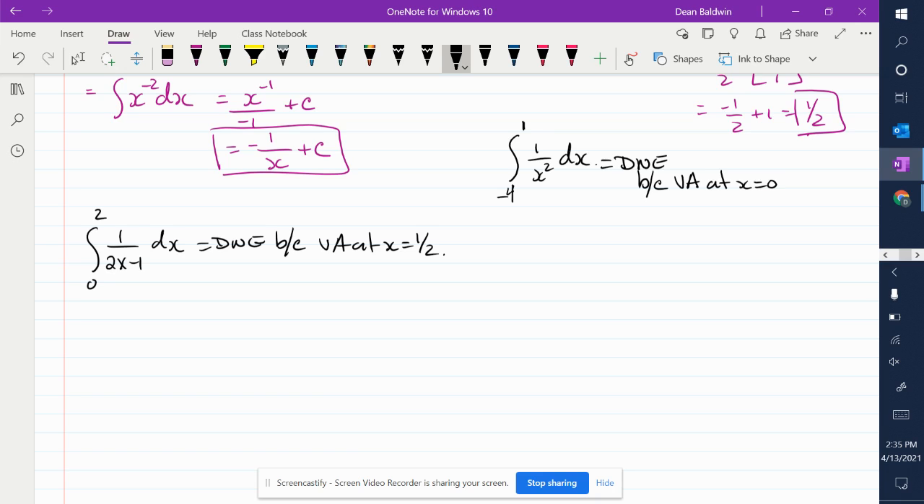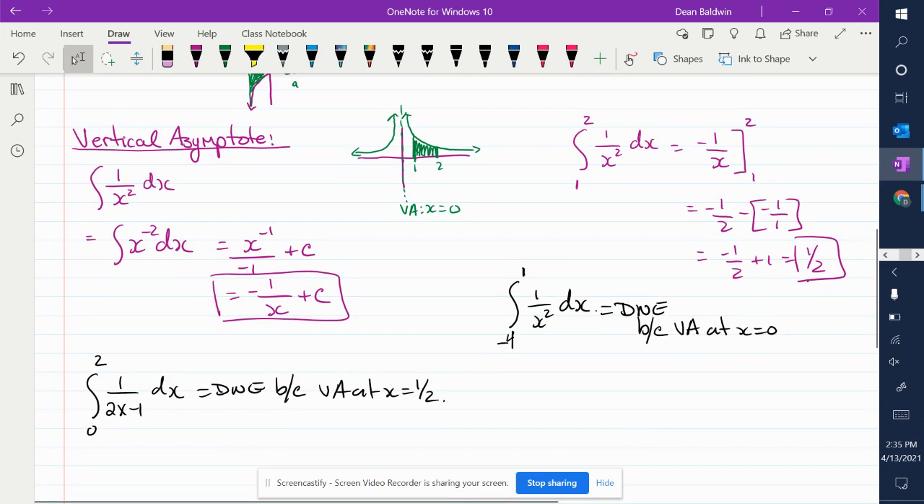What if on the bottom it was x minus 6? And the vertical asymptote was at 6, but it wasn't between. Then you can do it. Just like we did on this one. The vertical asymptote's at 0, but that's not in our bounds, so we can get an answer. And visually, you can see that because I can fill that with rectangles. Okay? Does that make sense?